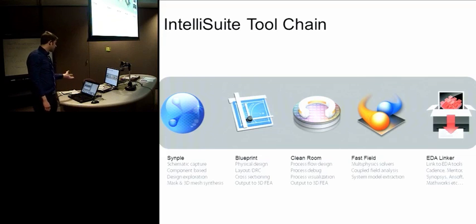Here's just another overview. On the left, we have our schematic tool called Simple for behavioral analysis and system level analysis. Then we have Blueprint for layout. Our collection of clean room tools, and this is a collection of both standalone tools for certain processes, and then we have some other tools for visualizing an entire process flow. Then we have our fast field multiphysics tools. There's one that I'll be going over today called thermoelectromechanical. We also have two other tools, one for biomems and microfluidics and another for electromagnetic analysis.